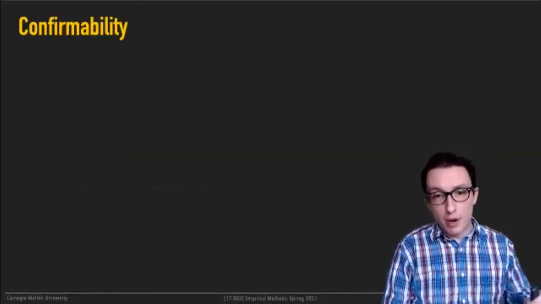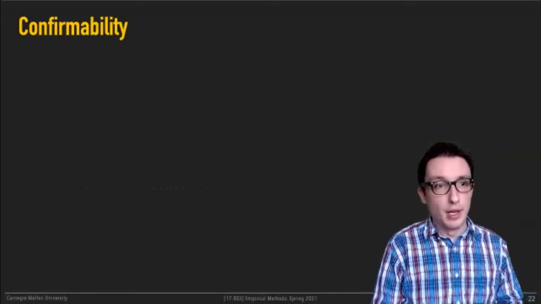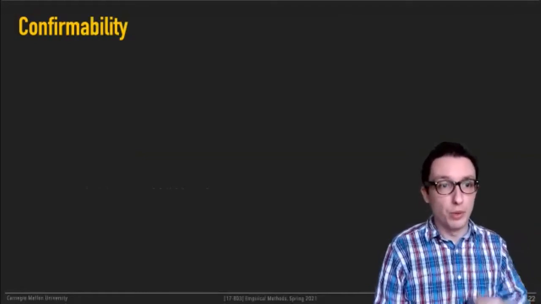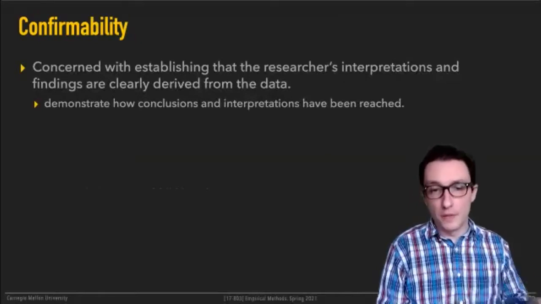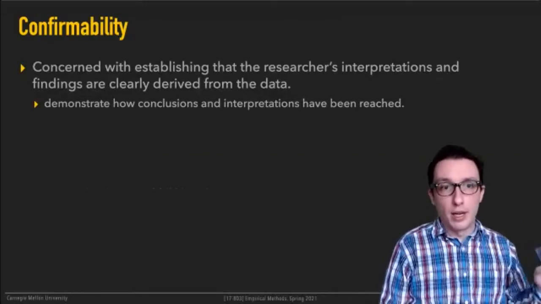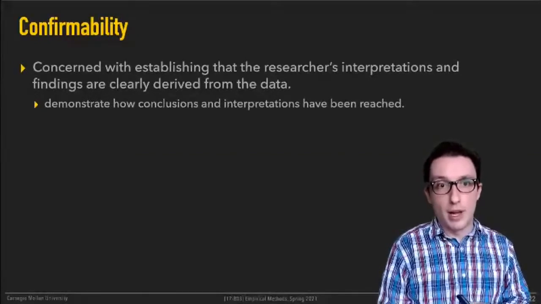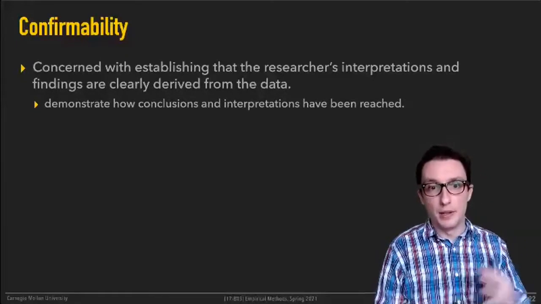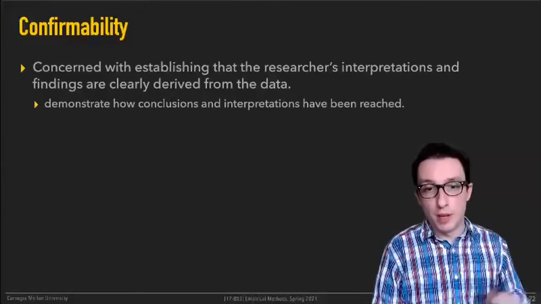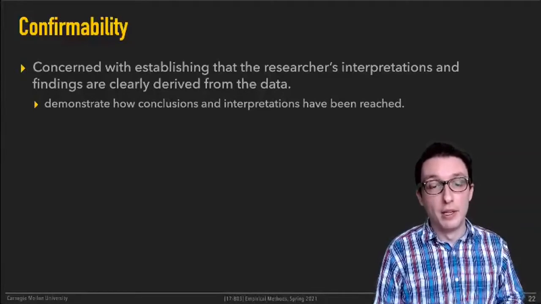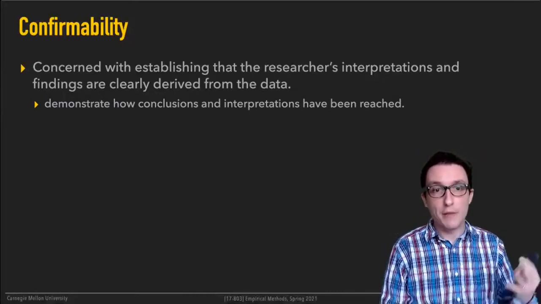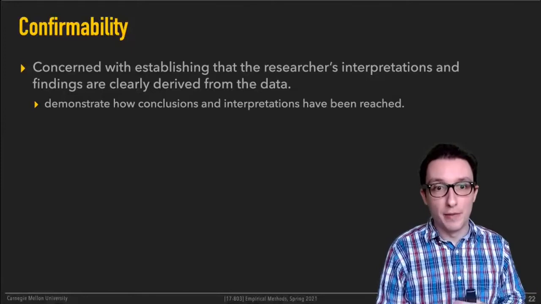So when we talk about qualitative analysis or qualitative research, we talk about confirmability as one of the goals that we should pursue. Confirmability is concerned with establishing that the researchers' interpretations and findings are clearly derived from the data they started from, as opposed to just invented, okay? There has to be this clear relationship between the raw data the researcher started from, which would be the interview transcripts in our case here, and the findings and interpretations that you claim in your papers. So you have to demonstrate how your conclusions and interpretations have been reached, how they've come to be.